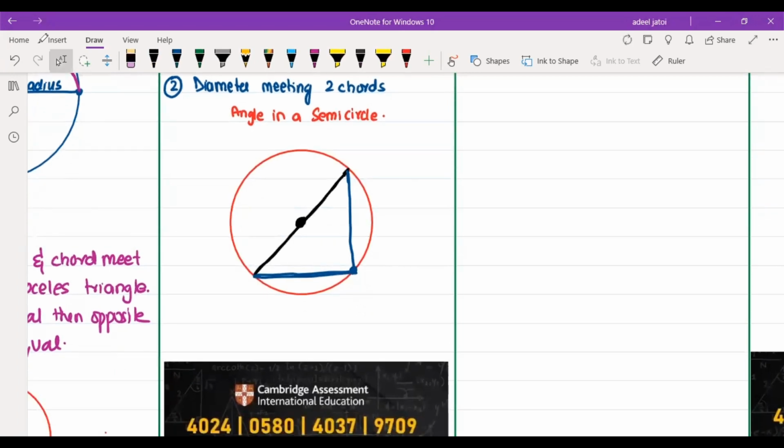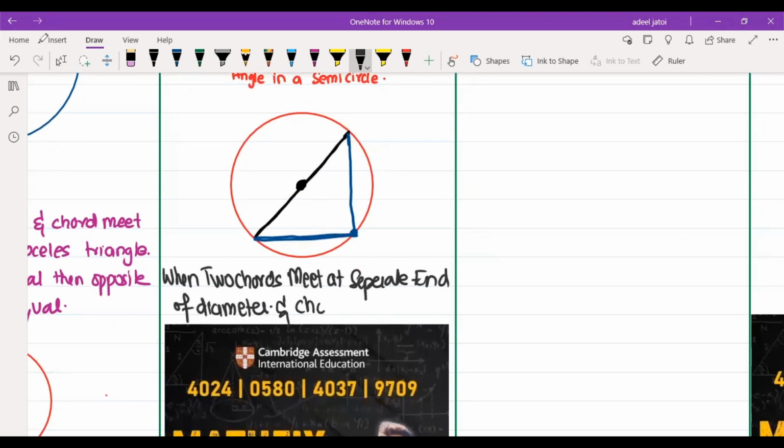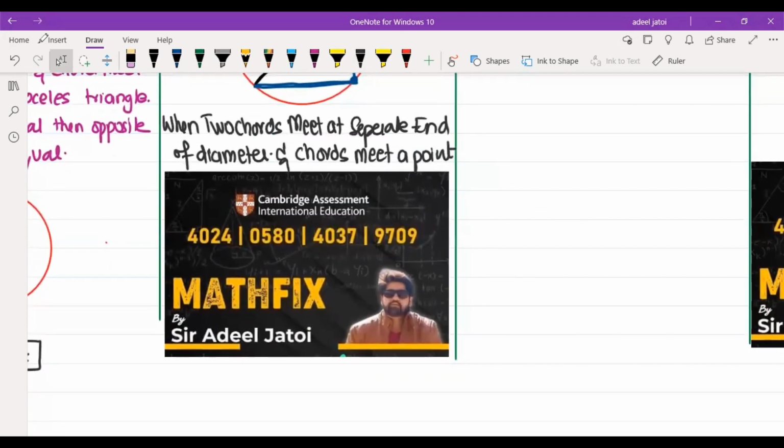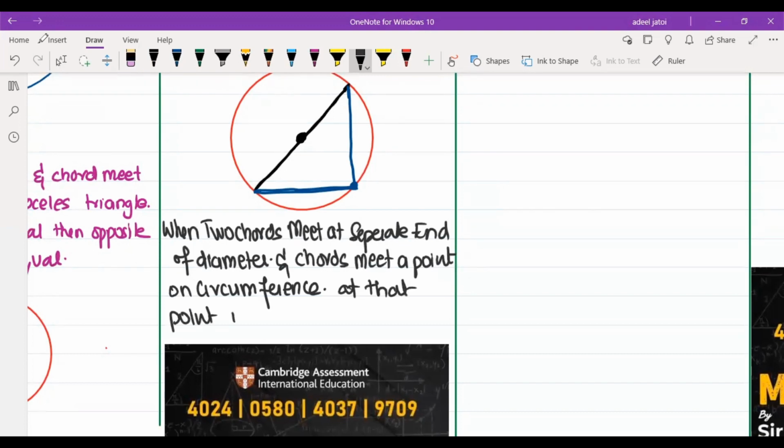So what does the property say? The property says that when two chords meet at separate ends of a diameter, and the chords meet at a point on the circumference, at that point it creates a 90-degree angle. That means this angle where the two chords meet.